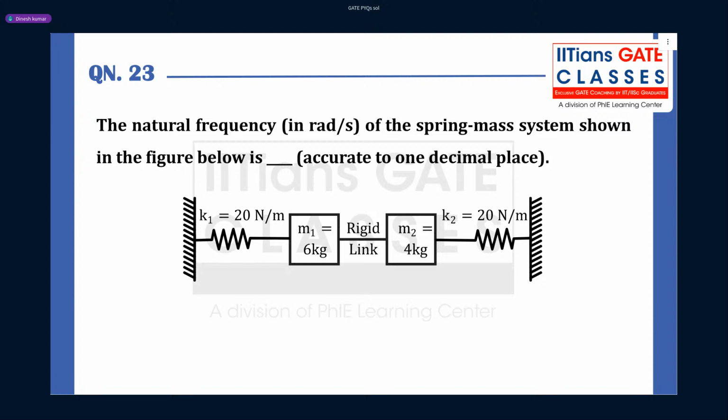Read the next question. This is a bit confusing question for many students. First, see this question and tell me if it's a 2 degree of freedom system question or 1 degree. Read what it says: the natural frequency of the spring mass system shown in the figure below is. So first tell me, is it a 2 degree of freedom system or 1 degree of freedom system?